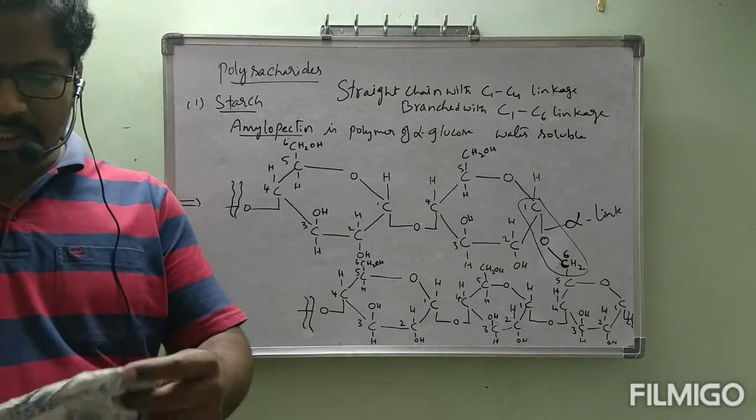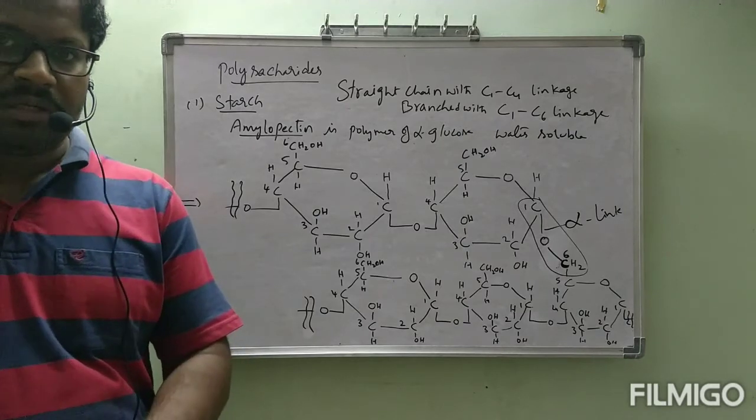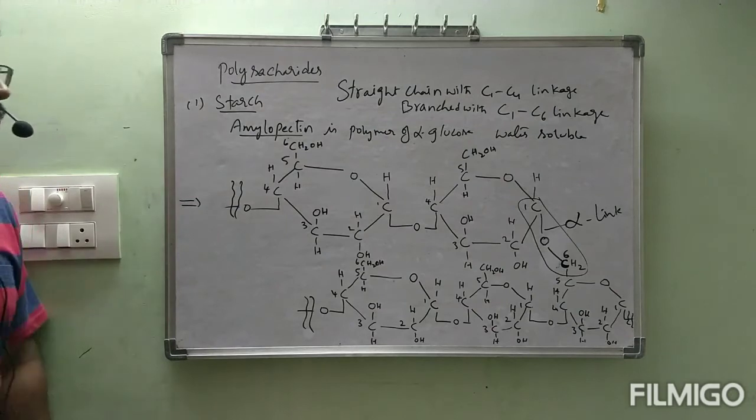That is very simple. It has only one component. Cellulose has only one component. Okay, observe this diagram one more time, all of you.